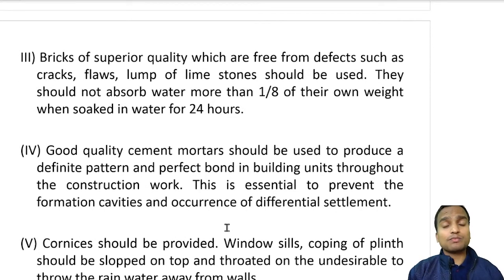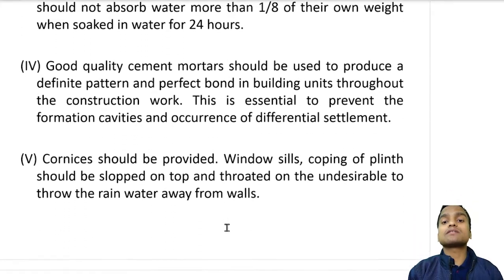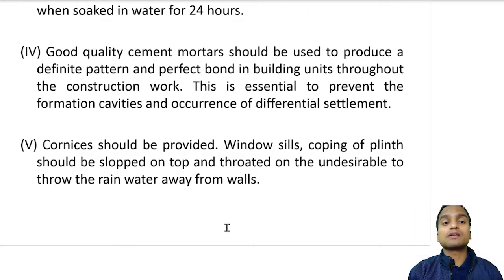And then of course we have to use very good quality cement mortars to produce a definite pattern and perfect bond. There are different bonds, English bond, Flemish bond, in building units throughout the construction work. This is very essential to prevent the formation of cavities and occurrences of differential settlements. The next precaution is that cornices should be provided.